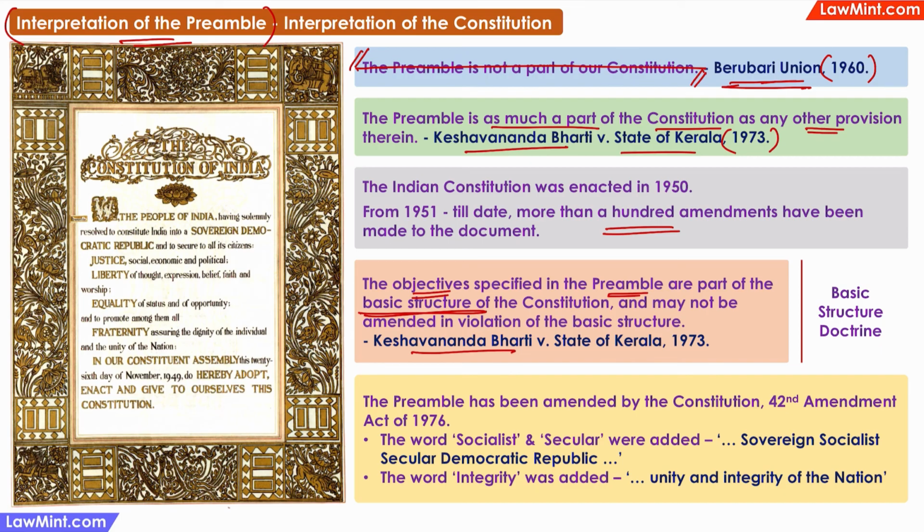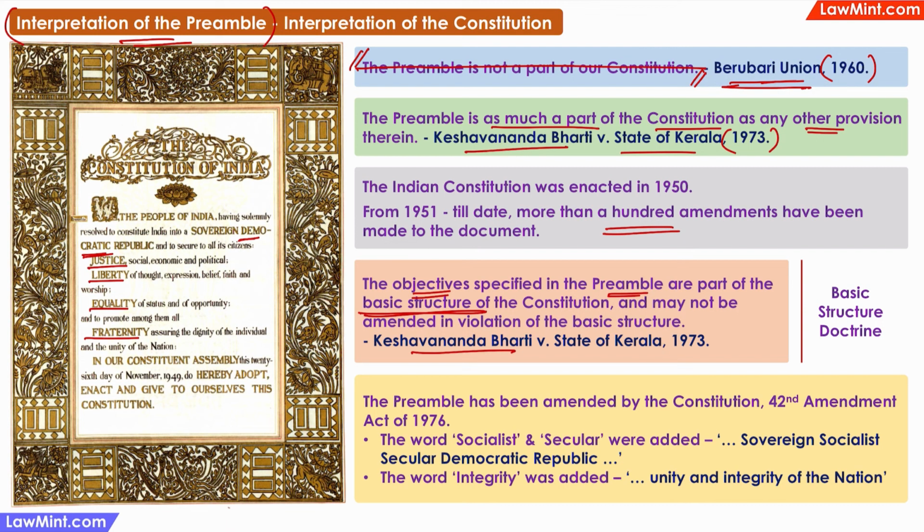For example, the preamble mentions that we are a democratic republic and no government or parliament can change it to say that we will now be a communist republic. And the fundamental features of justice, liberty, equality and fraternity that are mentioned in the preamble are sacrosanct, and all statutes, laws, rules and guidelines in the country must adhere to these fundamental features. And also, the actions of the government and the citizens must not contravene these basic requirements.